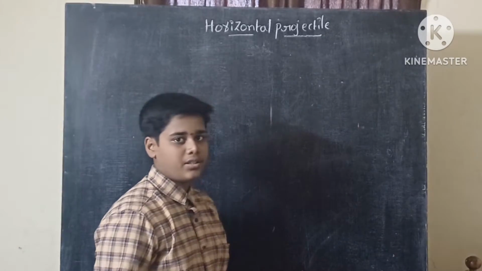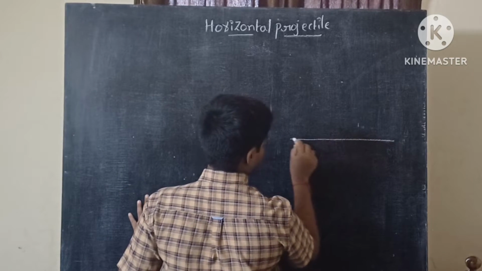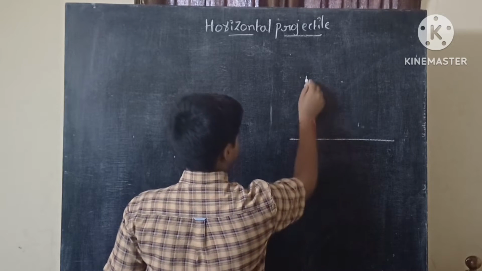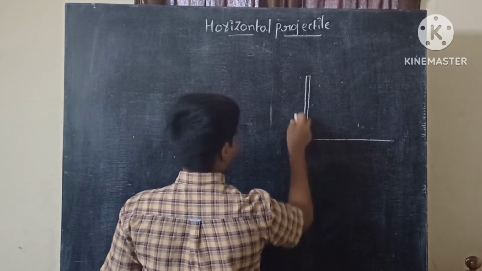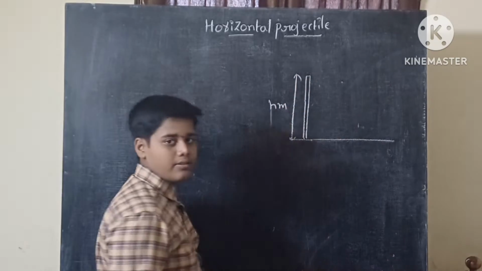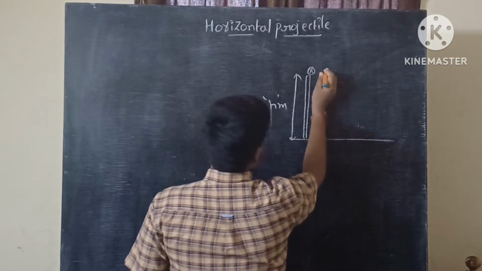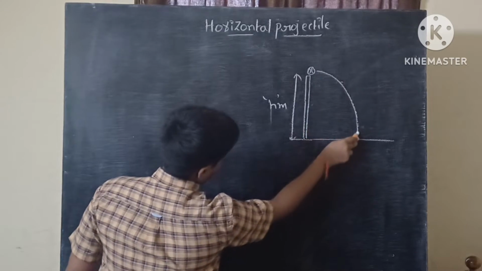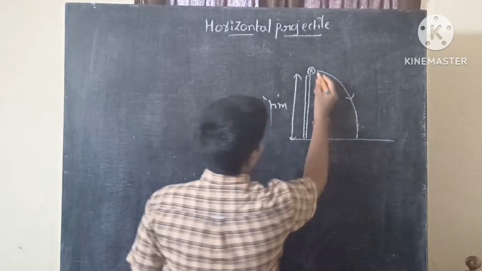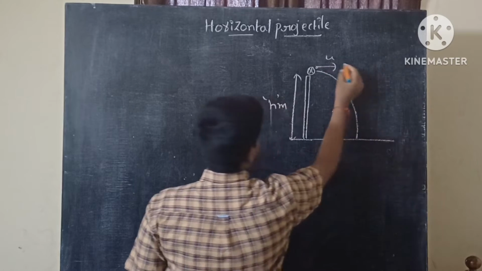And if we see horizontal projectile, here horizontal projectile means, if I take a ground here, and here a tower which is of height h meters, and here there is a ball which is dropped horizontally like this. So the initial velocity acts towards this direction.